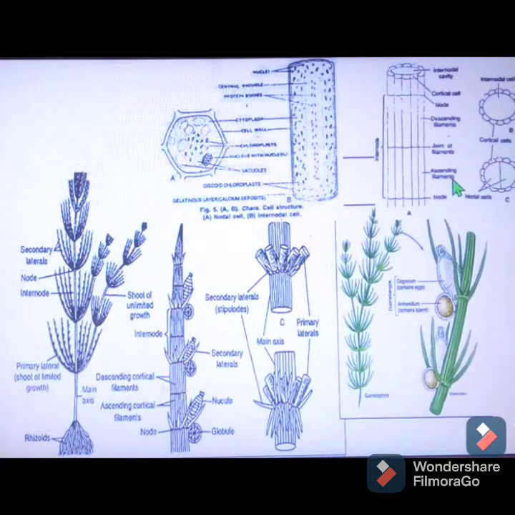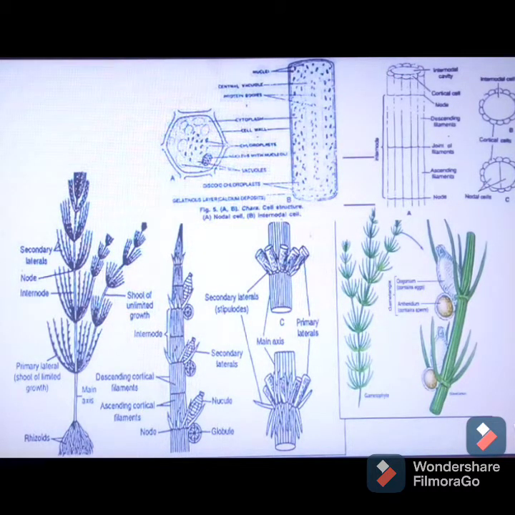Now we have the node. The node consists of a central pair of cells surrounded by 6 to 20 peripheral cells, which surround the central cell here.